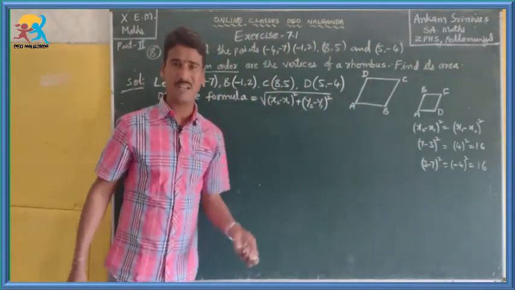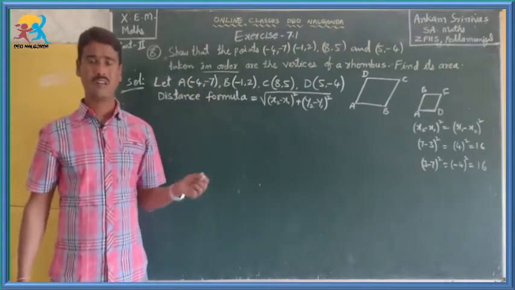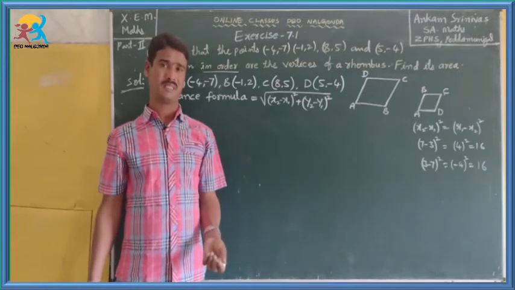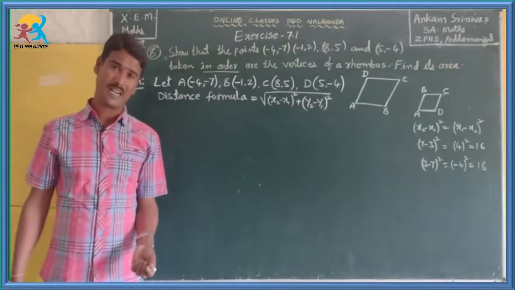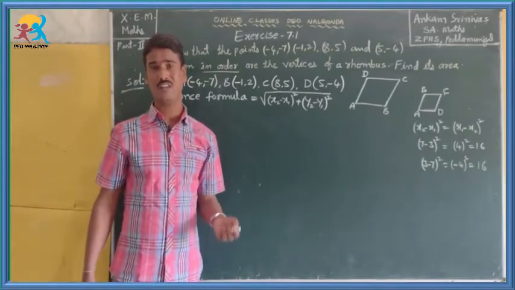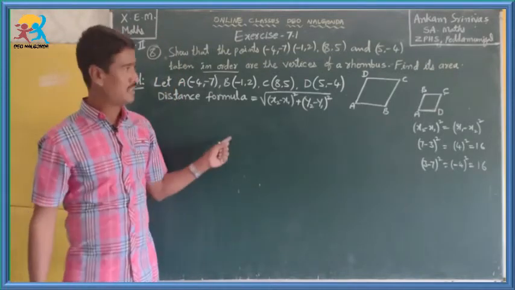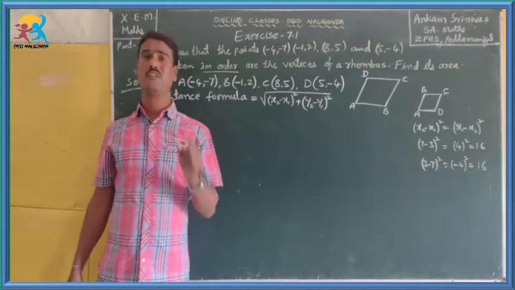What is the meaning of rhombus? In a quadrilateral, if the lengths of all sides are equal, it becomes a rhombus. Dear children, a quadrilateral has 4 sides. How many sides has a quadrilateral? 4 sides. So, to show the rhombus, we have to find the length of 4 sides.